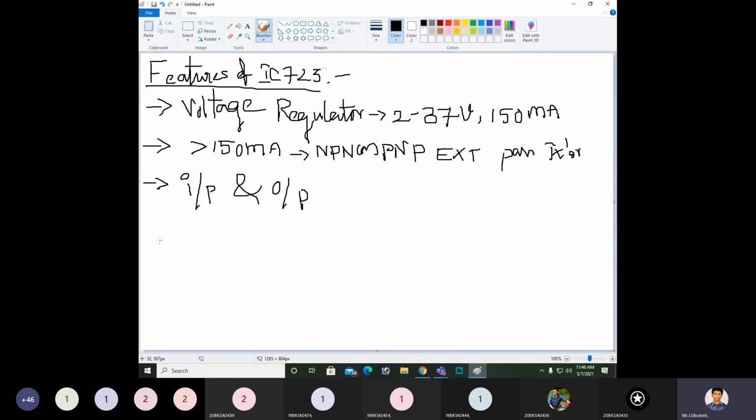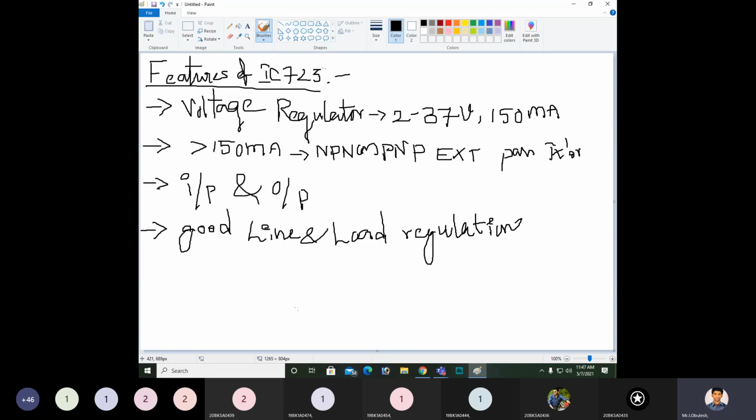And the fourth point is it has good line and load regulation.